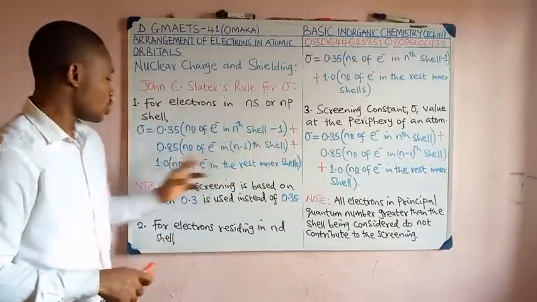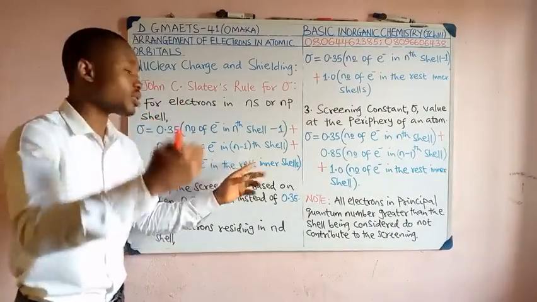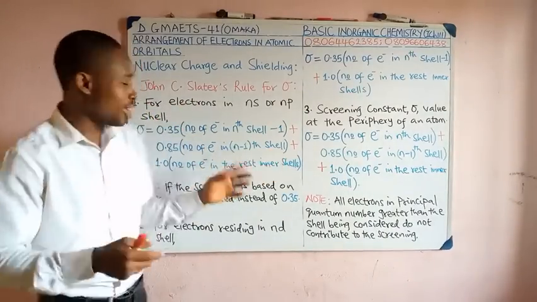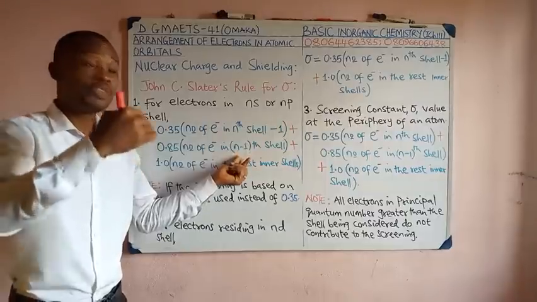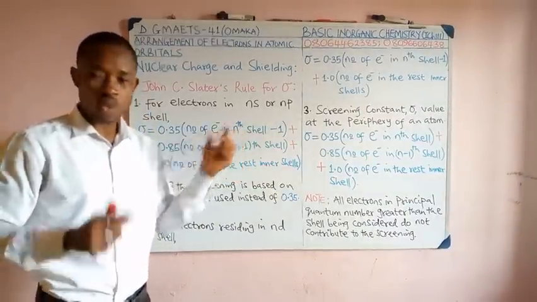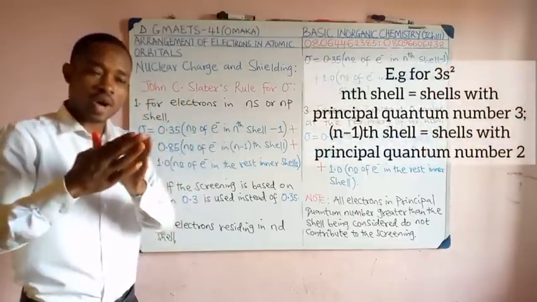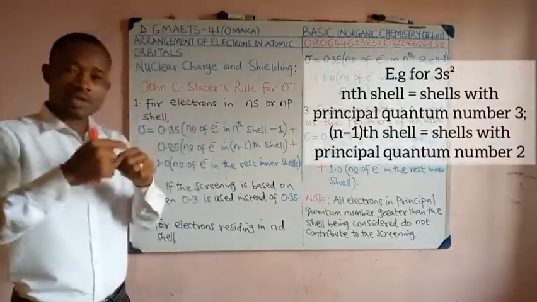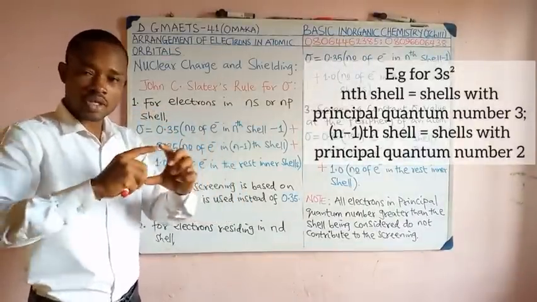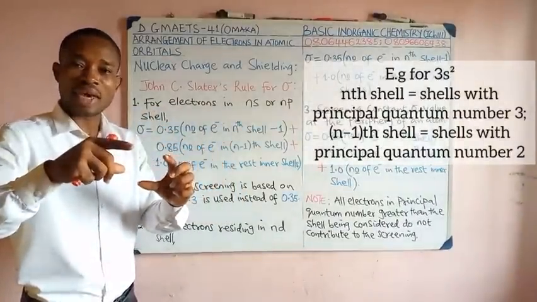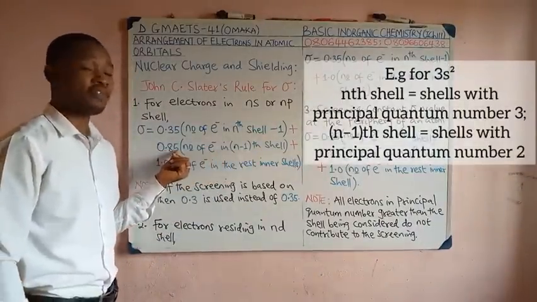You're going to add it to 0.85 times the number of electrons in the n-1 inner shell. Are you following? The n-1 shell simply means all the shells before this n shell. So once again, if your calculation is based on 3s2, you now need to ask yourself, what are the n-1 shells? n in that case is 3, so n-1 will give you 2. So all the subshells bearing 2, 2, 2. Okay, the number of electrons there is what you're going to use in multiplying 0.85 here.